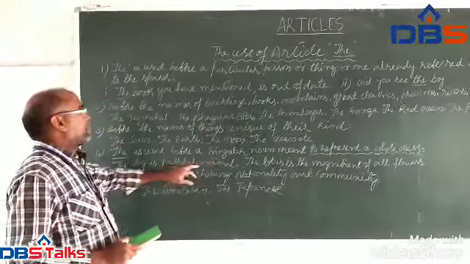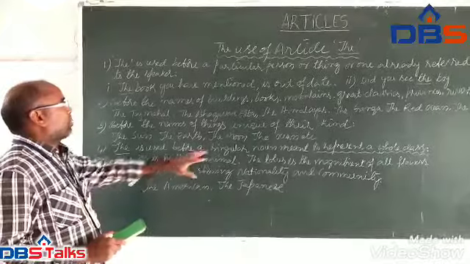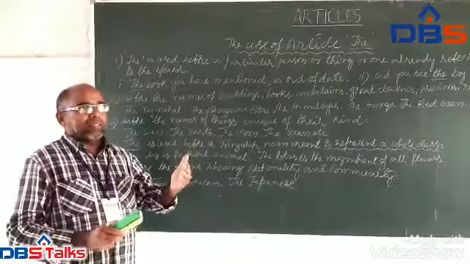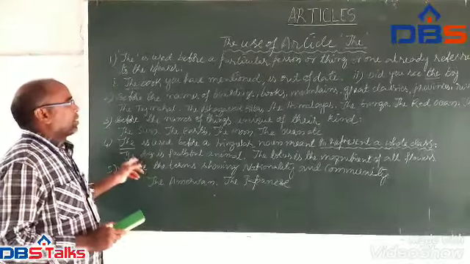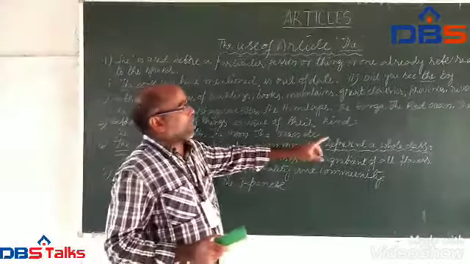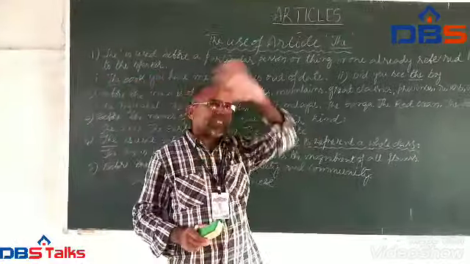The dog is a faithful animal. Here we use the definite article the before the noun dog. It is meant to represent the whole class of dogs. The dog is a faithful animal. Next, the lotus is the most magnificent of all flowers. The lotus. Actually, here it is written to represent a whole class of flowers. The lotus is the most magnificent of all flowers.